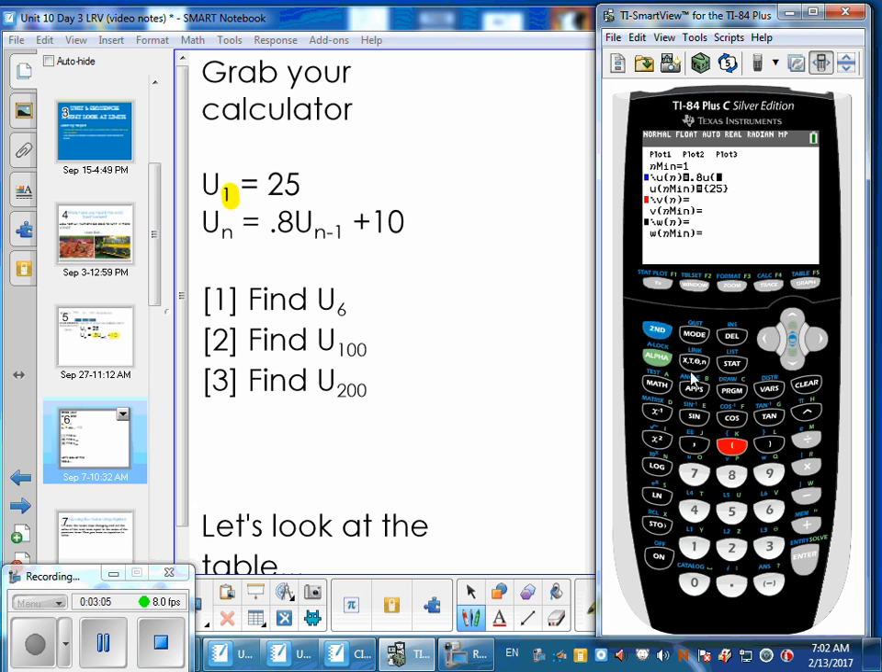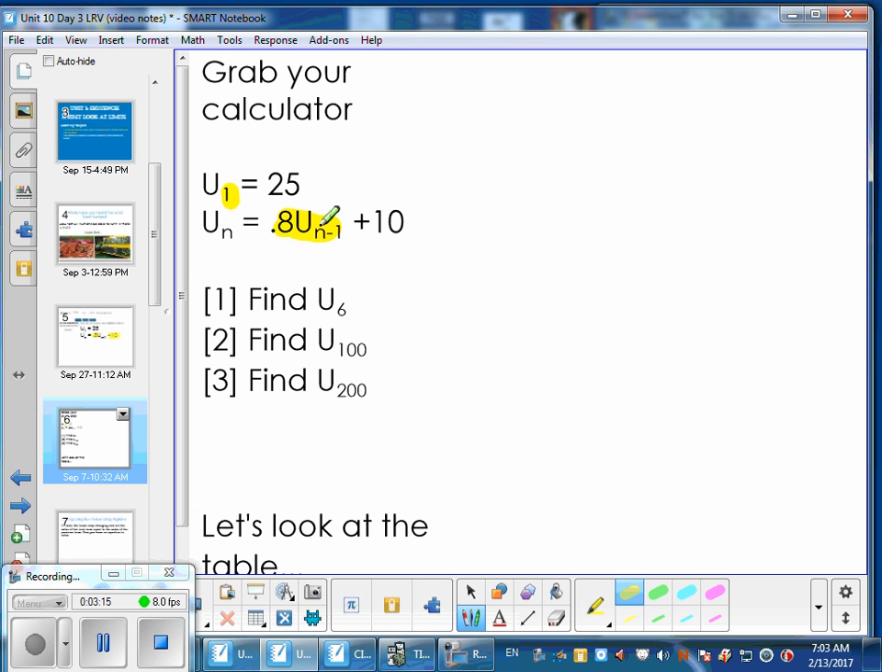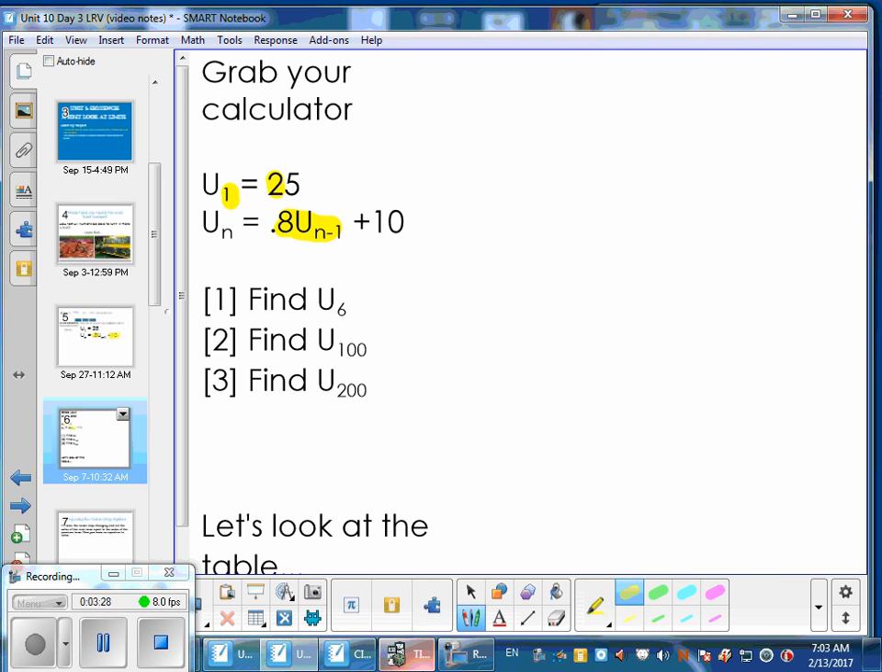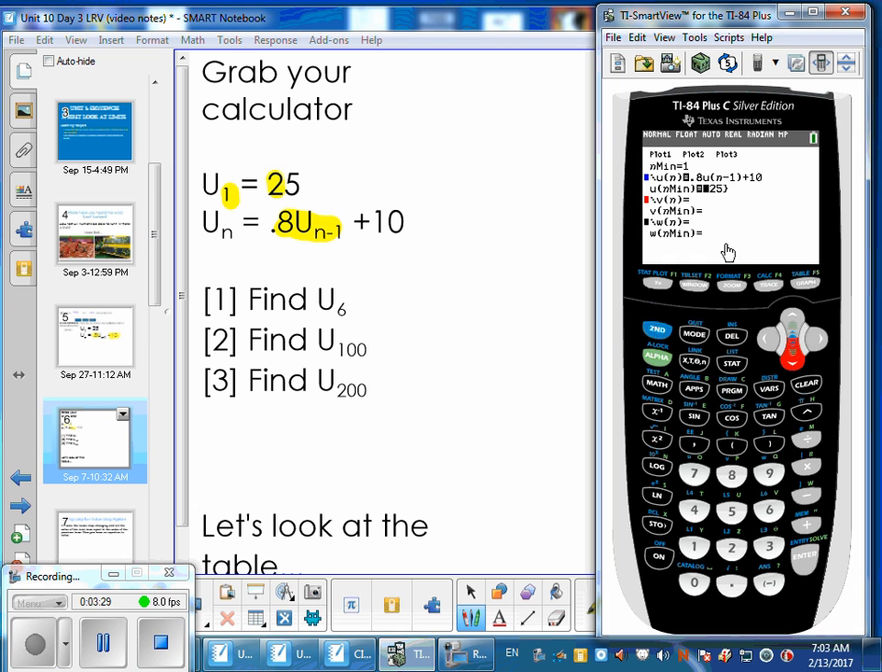So again, second 7, parenthesis. N is the one next to alpha. It's the X,T,theta,n button. So n minus 1, and you need parentheses around the n minus 1. So right now we have this part written out. U(n) = 0.8 u(n minus 1). And then we're just going to type plus 10 on the end. And u(n min) is our starting value. Our starting value in this case is 25, so make sure you have that at 25.